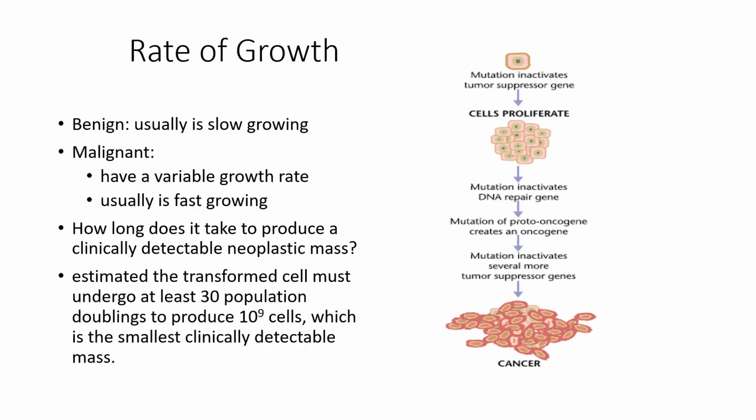Now we look at the rate of growth of neoplasms. Benign neoplasms usually are slow growing, whereas malignant neoplasms have variable growth rate. They are usually fast growing. How long does it take to produce a clinically detectable neoplastic mass? It is estimated that a transformed cell must undergo at least 30 population doublings to produce 10 to the power of 9 cells, which is the smallest clinically detectable mass.